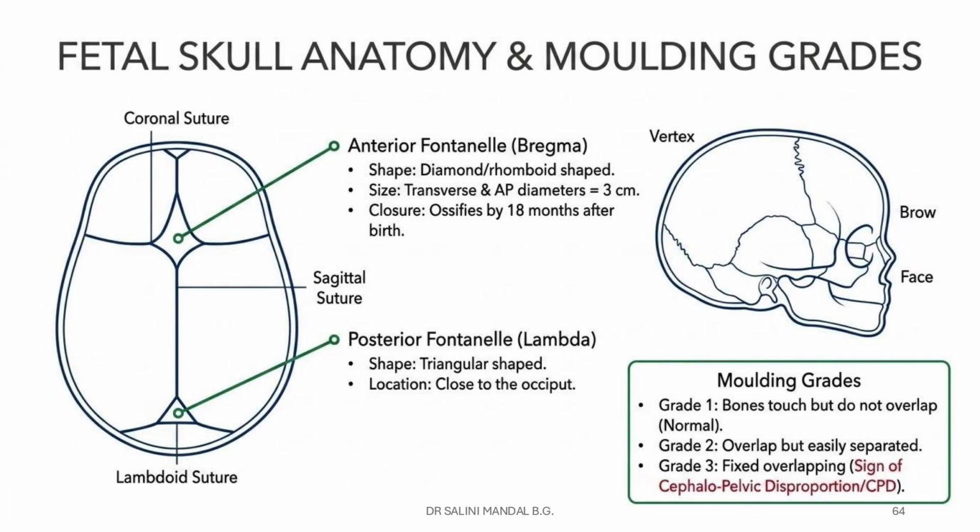Now coming to the sutures, we know we have the coronal suture, sagittal suture, and lambdoid suture. Talking about the fontanels, we have the anterior fontanel and the posterior fontanel. The anterior fontanel, which we call bregma, is diamond or rhomboid shaped. Remember that the anterior posterior diameter and the transverse diameter are equal, 3 centimeters, and it ossifies by 18 months after birth. The posterior fontanel, lambda, is triangular in shape, and it is very close to the occiput.